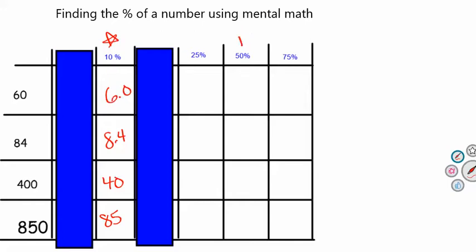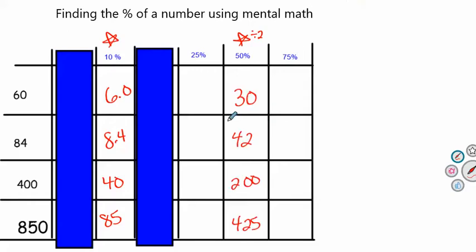Next we're going to move to 50% again, because I think it's easy. To find 50%, you're just dividing by 2. You go back to the original number, this number, and you're dividing this by 2. So pause the video and come back when you have your answers.